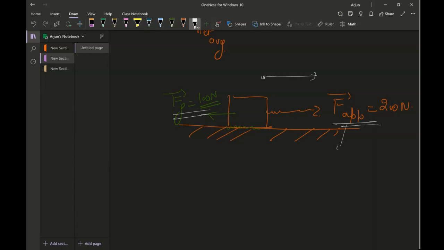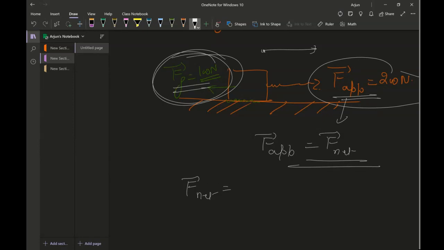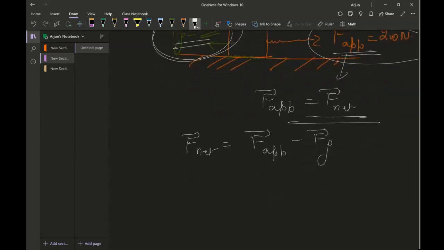Now, can I write F applied equal to F net? No, I cannot write this equation because there is a frictional force involved also. Net force will be equal to the sum of all these forces, this force and this force. There are only two forces in this case, so I'll take these two: force applied minus force of friction. Now force of friction is 100 Newton, force applied is 200 Newton, and F net will come out to be 100 Newton, right? The unit of force is Newton.